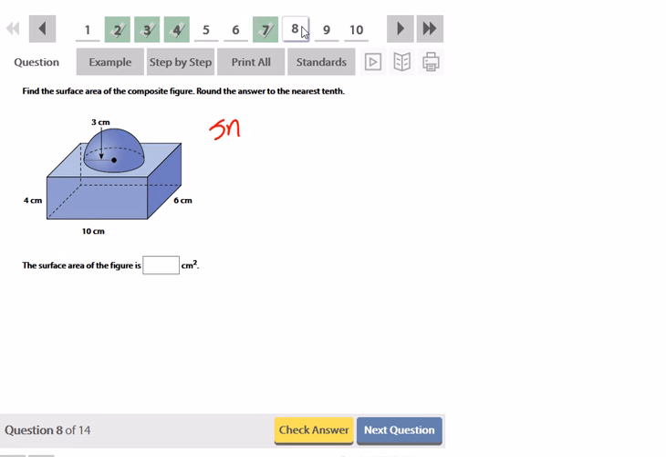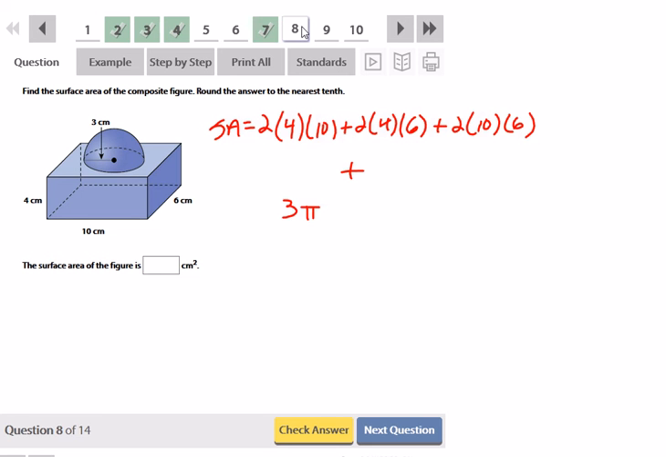So the surface area here for the prism is 2 times each of the dimensions times each other. So 2 times 4 times 10, plus 2 times 4 times 6, plus 2 times 10 times 6, plus the hemisphere, which is 3 pi, and the radius there is 3 squared. Minus, but I'm going to lose 2 of those great circles, so minus 2 times pi, and the radius is 3 squared.